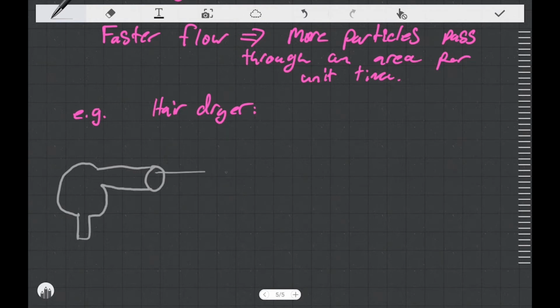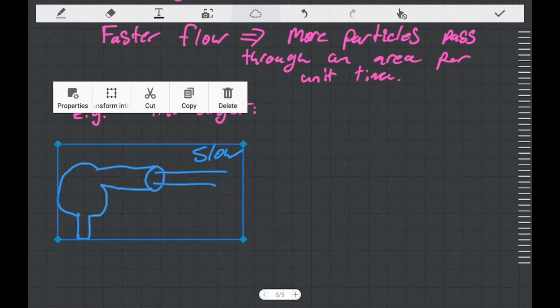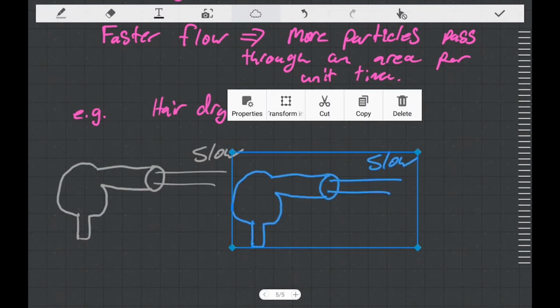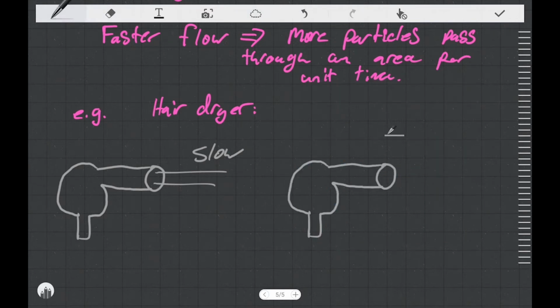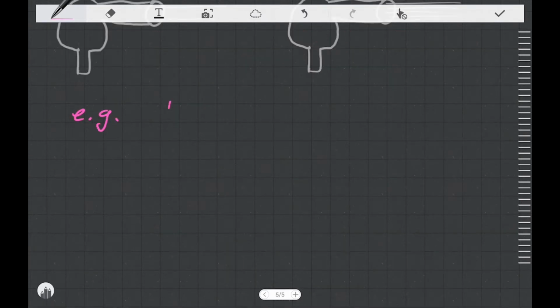If we were to draw a hairdryer on low speed, we would draw a certain number of streamlines coming out of the end of the hairdryer. If we drew that same hairdryer on high speed, with a higher speed flow coming out, to represent it accurately, we would have to draw more streamlines coming out of the nozzle.